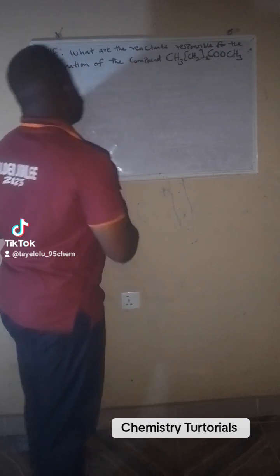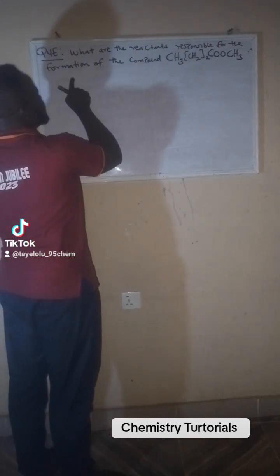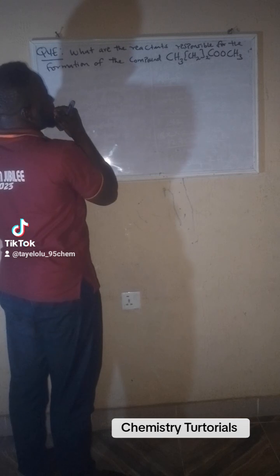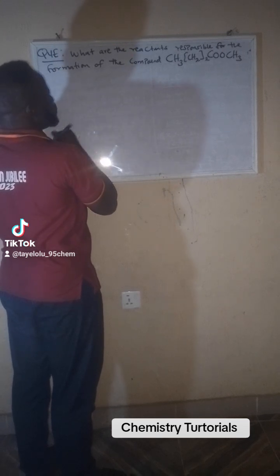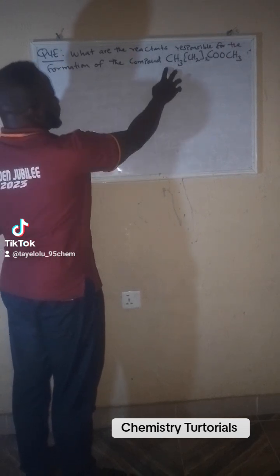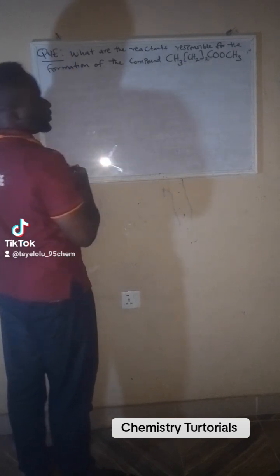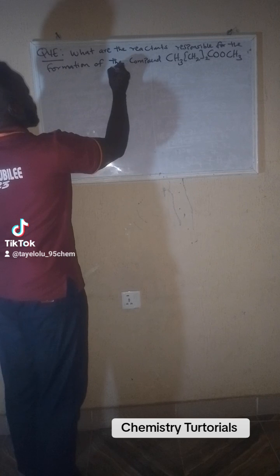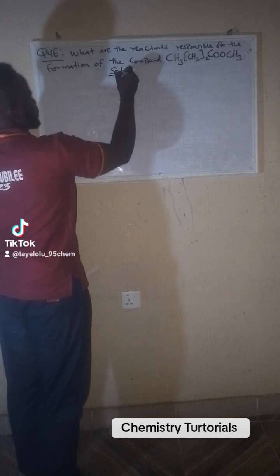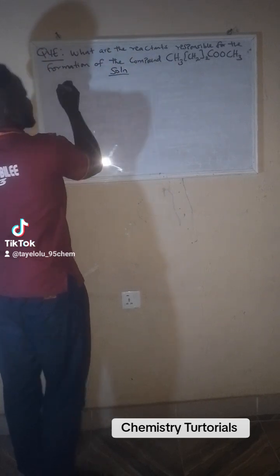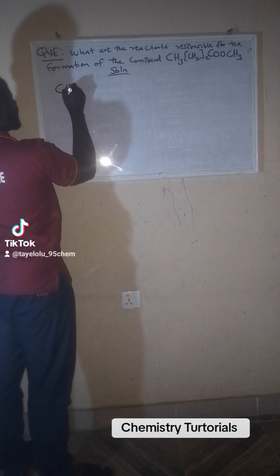Emmanuel Edun. And we are going to be solving this question today. What are the reactants responsible for the formation of the compound? You have the compound here, CH3, CH2 into bracket 2, COO, CH3. Okay? So how do we solve this question? First, let's write out the product completely.